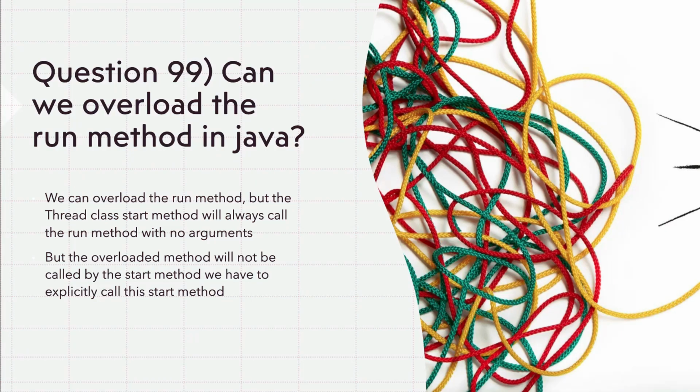Question 99. Can we overload the run method in Java? We can overload the run method, but the Thread class start method will always call the run method with no arguments. The overloaded method will not be called by the start method. We have to explicitly call it.